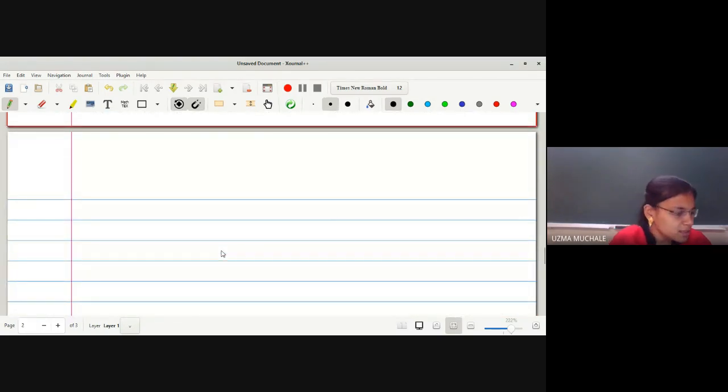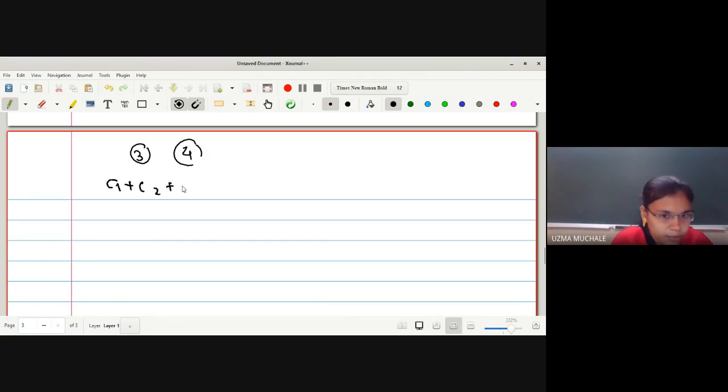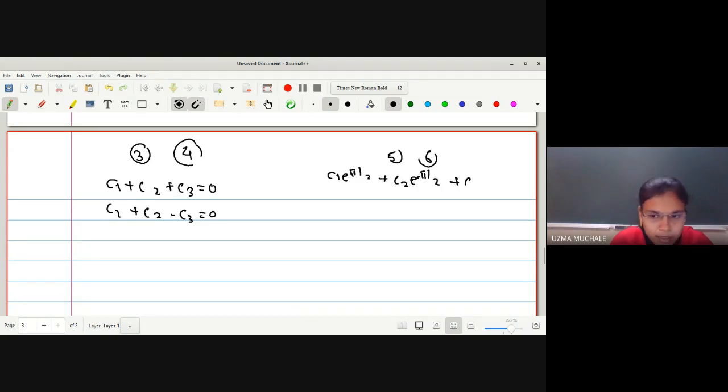Okay, let me solve it myself. From equations 3 and 4, we can write C1 plus C2 plus C3 is equal to 0, and the next equation is C1 plus C2 minus C3 is equal to 0. And from equations 5 and 6, we have C1 e raised to pi by 2 plus C2 e raised to minus pi by 2 plus C4 is equal to 1. The next equation is C1 e raised to pi by 2 plus C2 e raised to minus pi by 2 minus C4 is equal to minus 1.